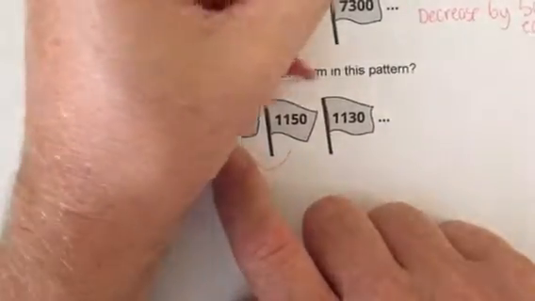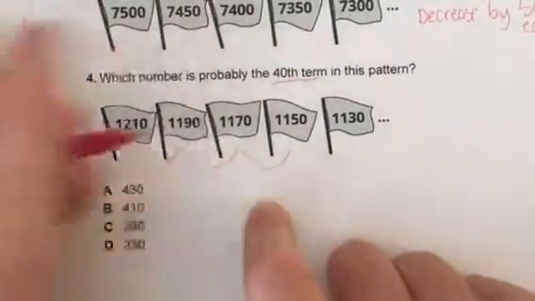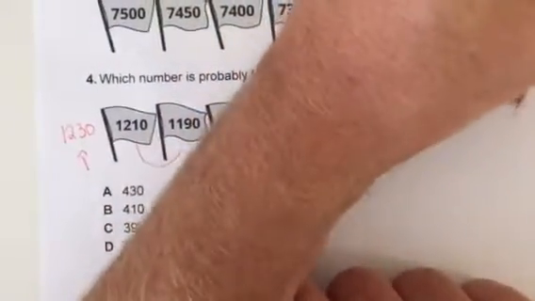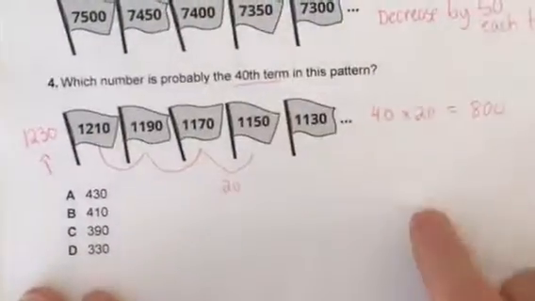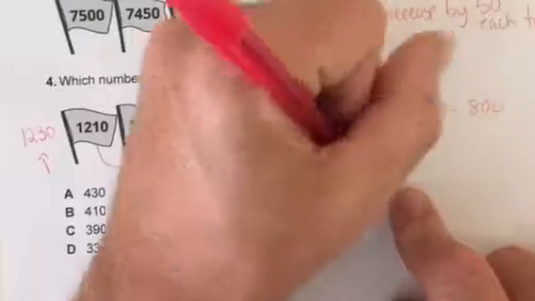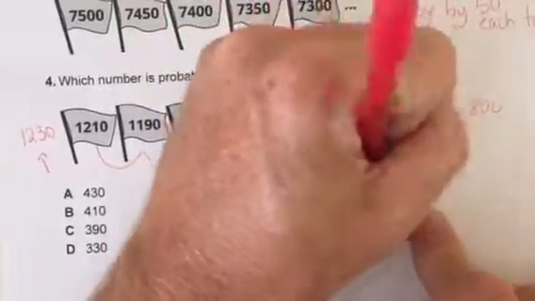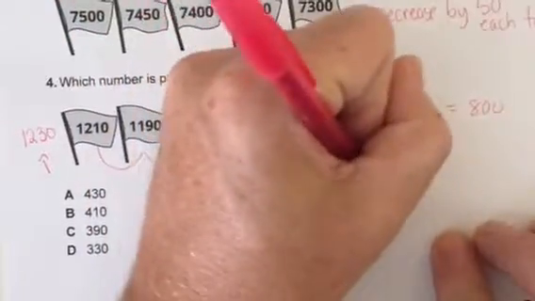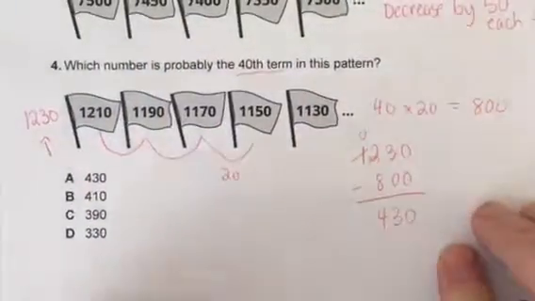We're going to multiply this number 40 by the pattern rule, which is 20. So we're going to go 40 times 20, which is 800. And we're going to take our 1230 number and we're going to subtract 800 from there, and we're going to get 430.